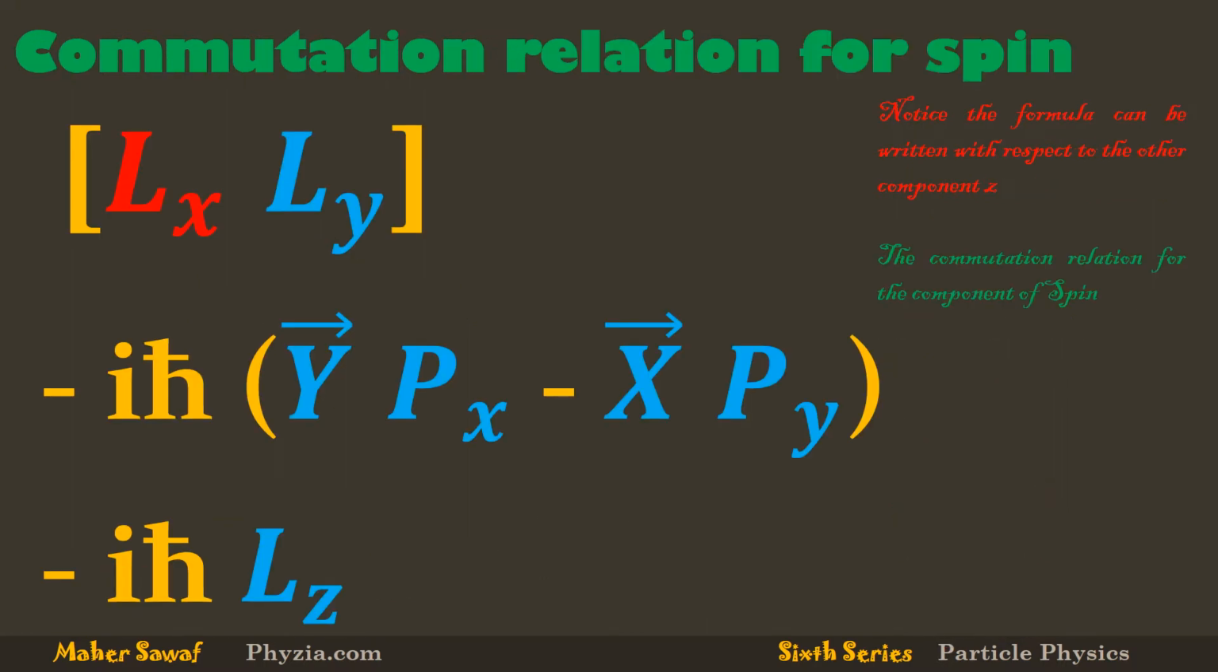One last thing in quantum mechanics before I go back to the lab. The commutation relation for two different components of the spin, Lx and Ly, can be written in terms of the third component, Lz.